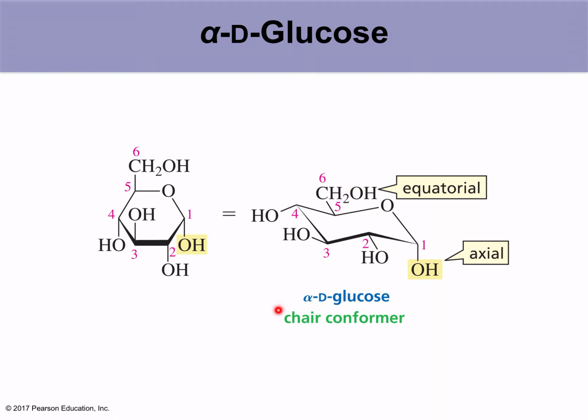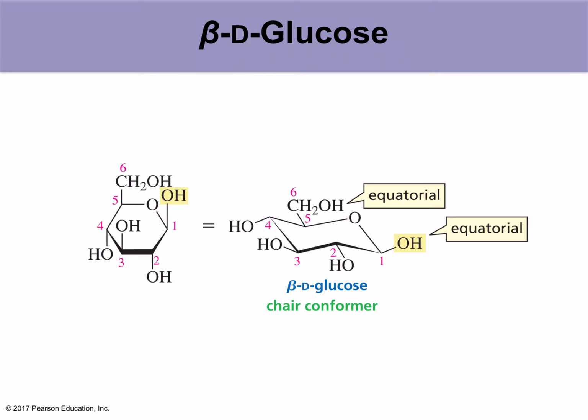So when you draw your glucose, you can see most of these hydroxyl groups are all equatorial. Only in alpha D glucose is the hydroxyl group at the anomeric carbon the axial one. So that was alpha D glucose, and then similarly we can draw beta D glucose the same way, and here the OH group is going to be equatorial. All of these are equatorial.